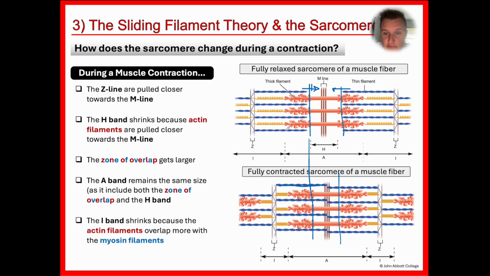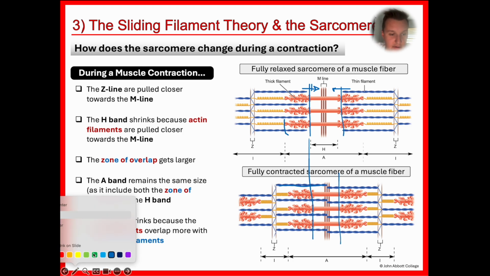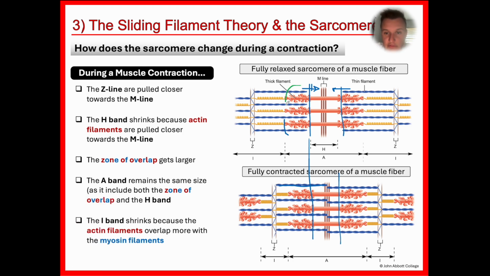Here is my zone of overlap. Let me put it in a different color. This is my zone of overlap before, right? But because the actin is going to move onto this area, this is now my zone of overlap, right? So this was my zone of overlap before. Now all of this here is my zone of overlap.